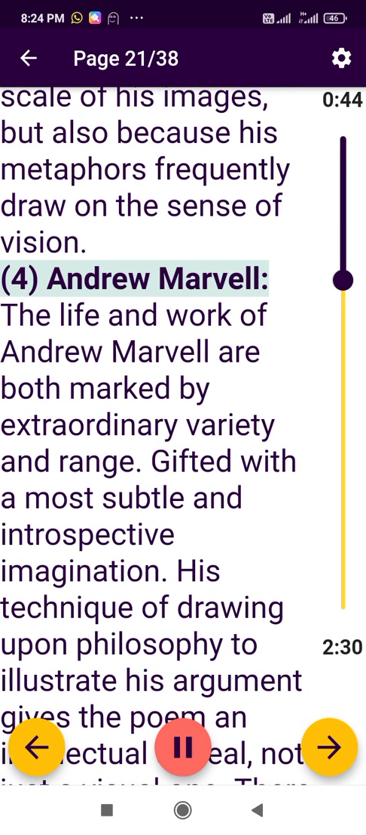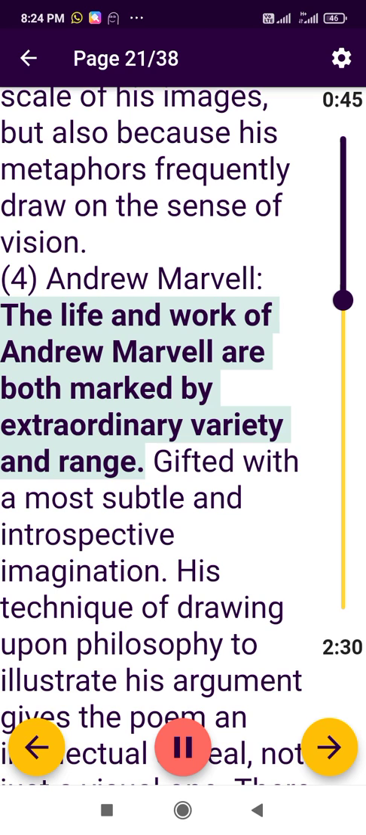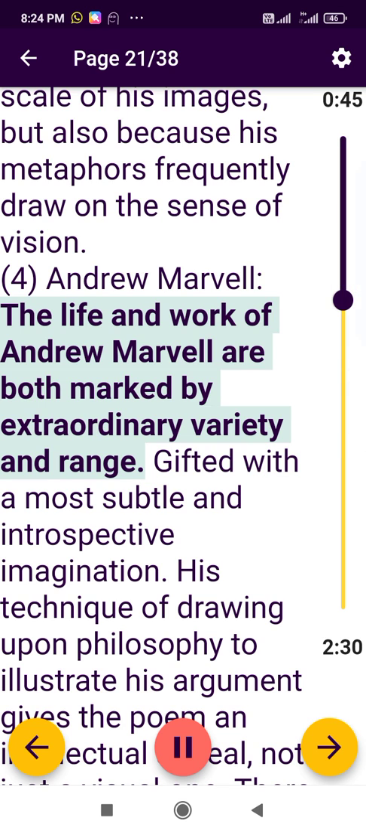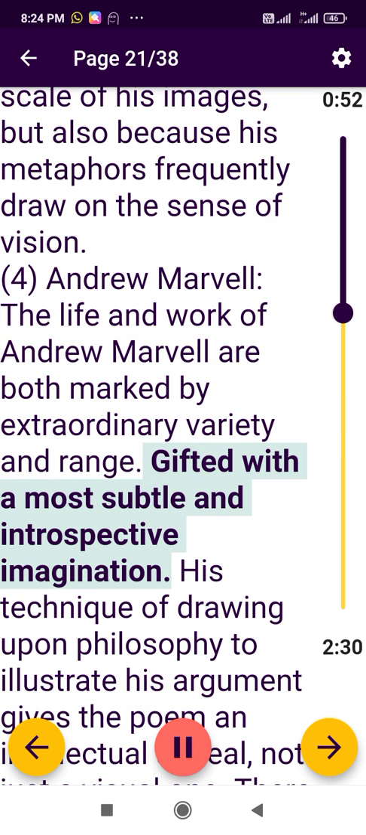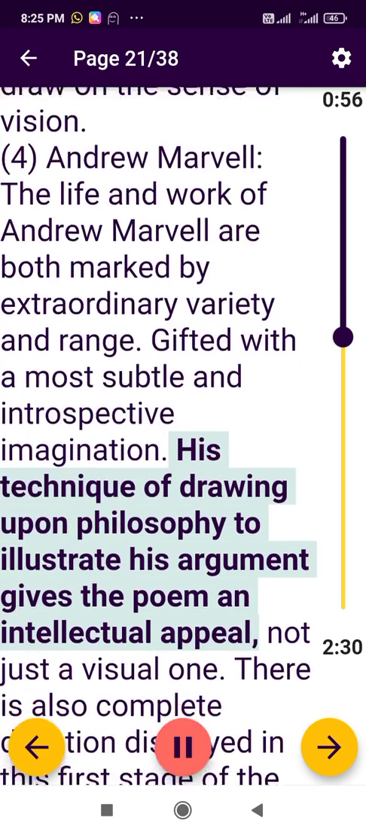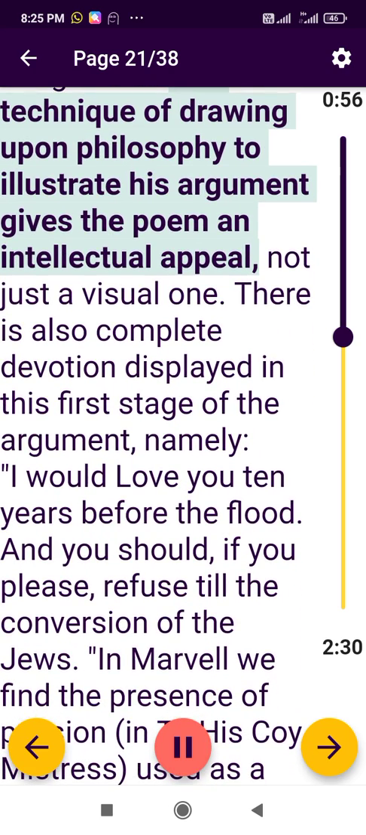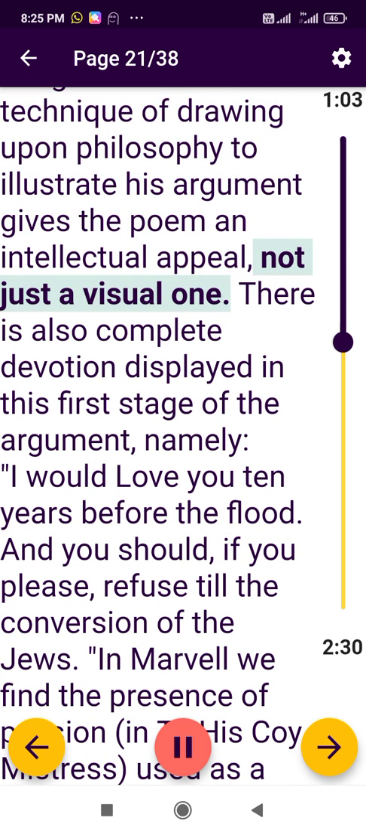4. Andrew Marvell. The life and work of Andrew Marvell are both marked by extraordinary variety and range. Gifted with a most subtle and introspective imagination, his technique of drawing upon philosophy to illustrate his argument gives the poem an intellectual appeal, not just a visual one.